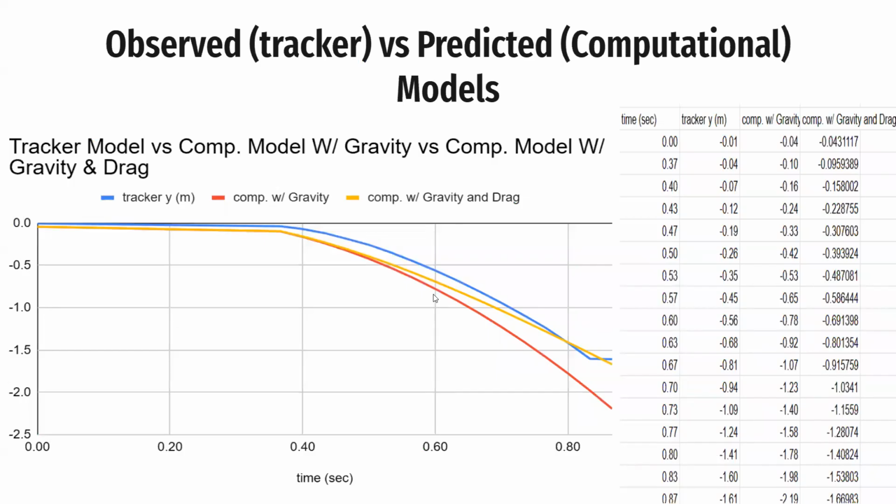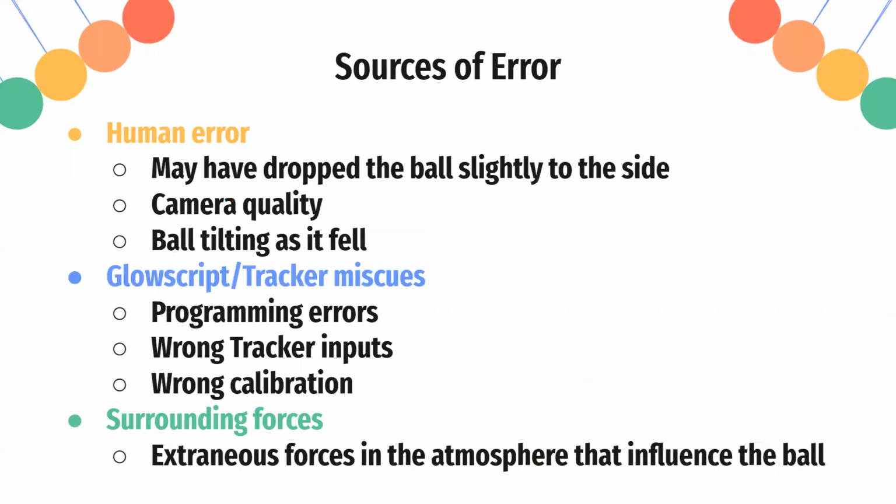And in the end, when we graph these things out, as you can see, all three graphs, the Tracker one and both of the models, start out relatively the same, but sooner or later, the Tracker one, which is more realistic, and the yellow one that considers gravity and drag start to meet each other in the middle because they're a little more accurate than the red graph, which only considered gravity. So it looks like the computational model with gravity and drag is a lot closer to real life than the computational model with only gravity.